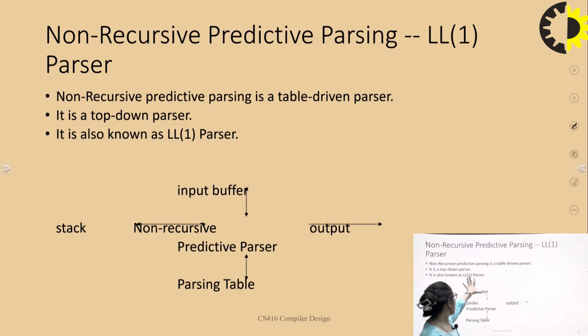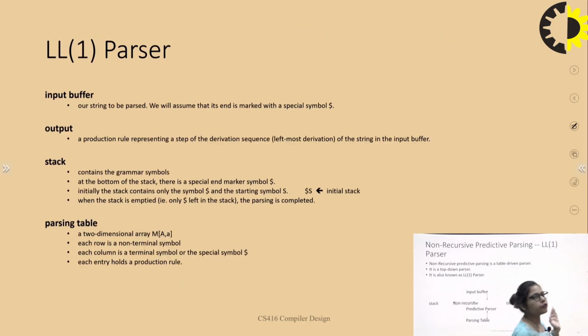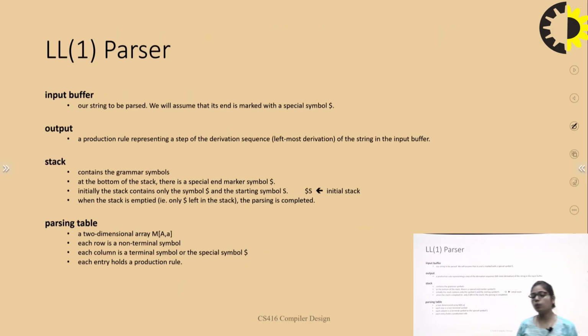First of all, we have the input buffer, we have the stack, we have the non-recursive predictive parser and parsing table, and we have the output. This is the basic block diagram of an LL1 parser. Now the first one is, what do we mean by an input buffer? Our string is to be parsed. We will assume that it ends and is marked with a special symbol called $. In the input buffer, the end will always be the $ symbol.